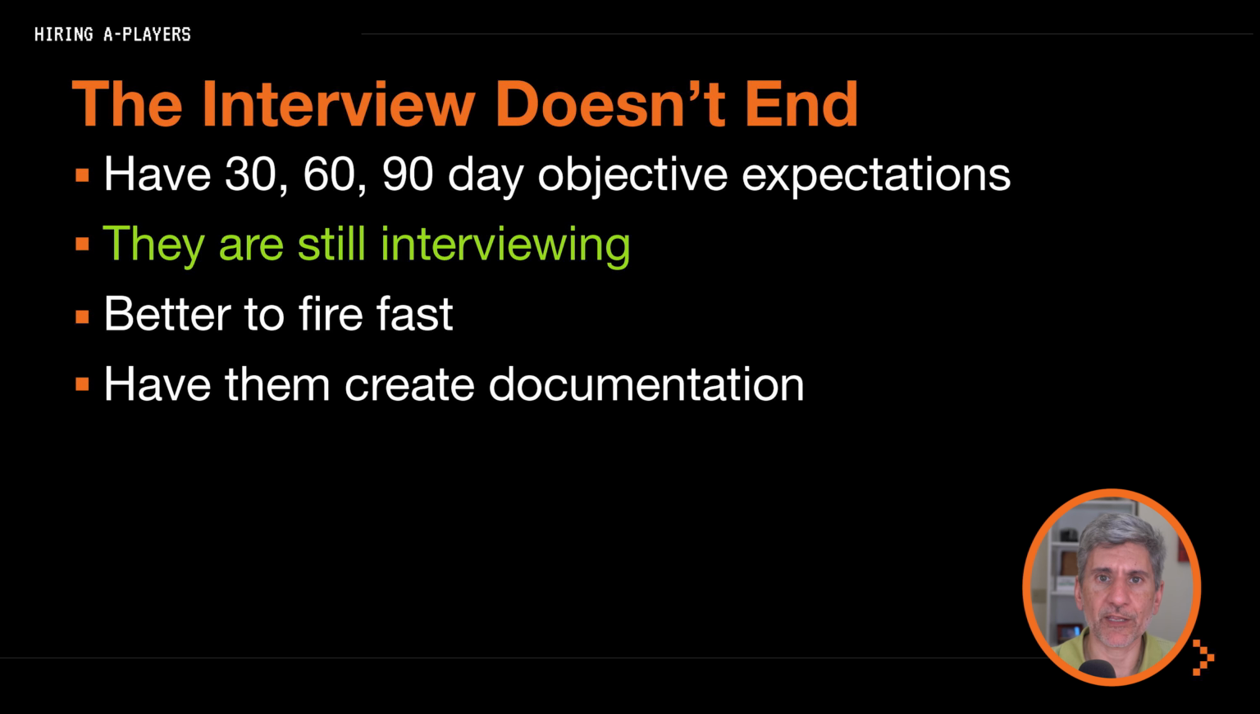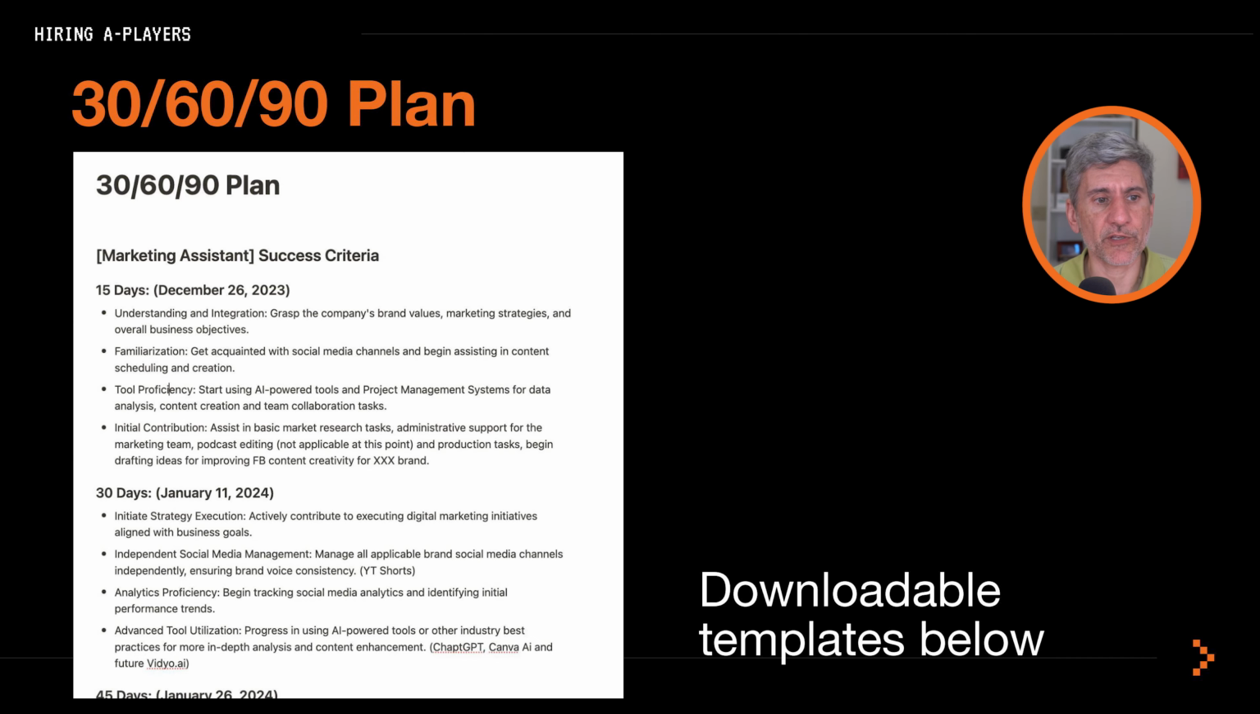That's, again, what the A players will do. So by challenging people to contribute and really help their team members, everybody wins. Your new hire wins, your existing team wins, you win, your customers win, everybody wins when you do that. So here's a 30, 60, 90 plan.